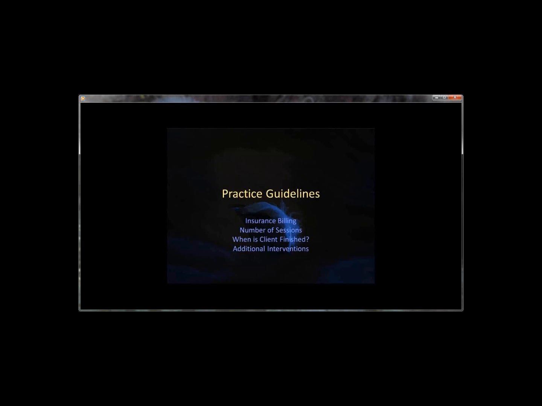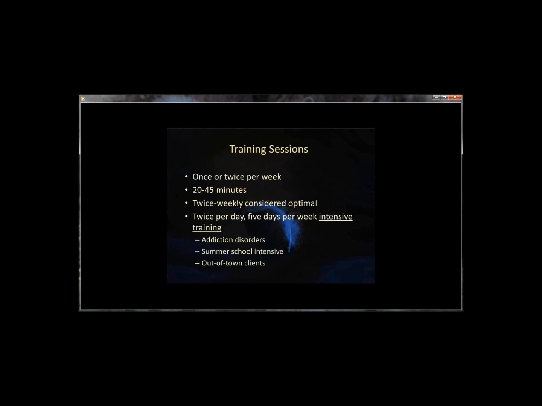Let's talk about insurance billing, number of sessions, and things like that for a bit. Most people train once or twice a week. Most people feel that twice a week training is optimal because most people will hold the gains from a session for 2 to 3 days, and then the gains will start to diminish. So if you're training twice a week, that gets you into that 2 to 3 day range. Most training sessions last 20 to 45 minutes, depending on the age of the client and the kind of intervention that's being used.